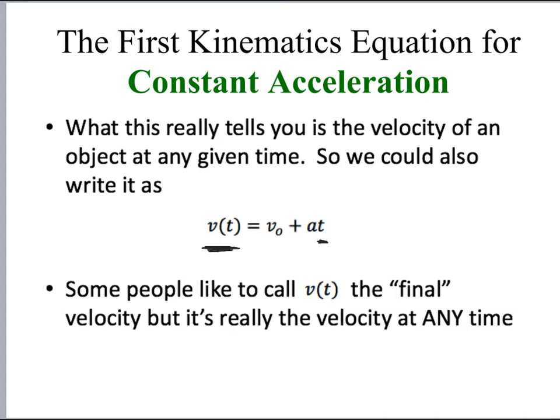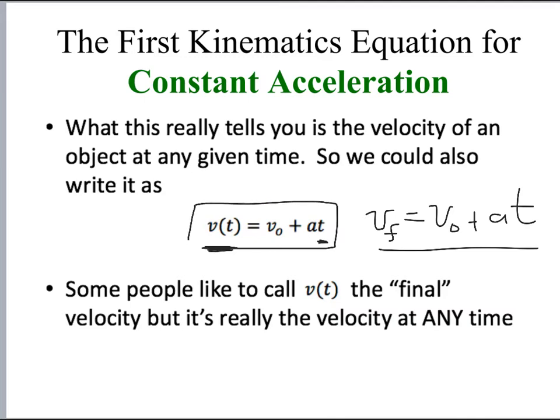Now, some people like to think of this as the final velocity, and so very often you'll see this equation written like v final equals v initial plus at. And that's fine. In a lot of problems, you have an initial velocity and a final velocity that you're working with. But if you only think of it that way, it can be a little bit mentally limiting, because I want you to always remember that this is a function and it tells you the velocity at any time t. That includes the initial time.